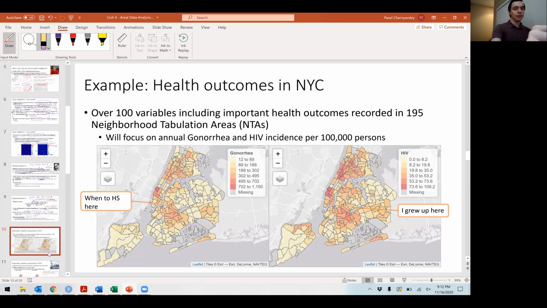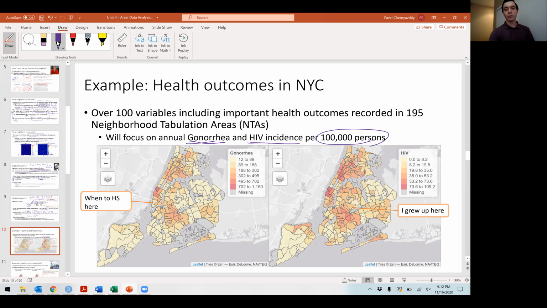So, now that I'm into health outcomes, I thought I would look into two important infectious diseases that are not COVID related. There's enough COVID related analysis going on out there. So I'm looking at gonorrhea and HIV per 100,000 persons. And this data set has been uploaded along with the lecture to my courses.